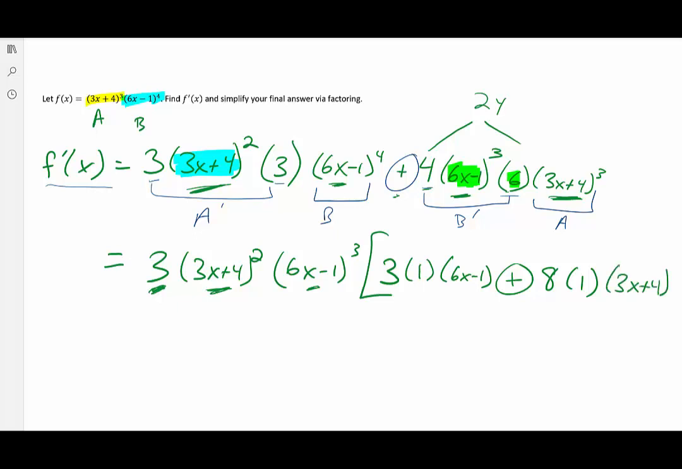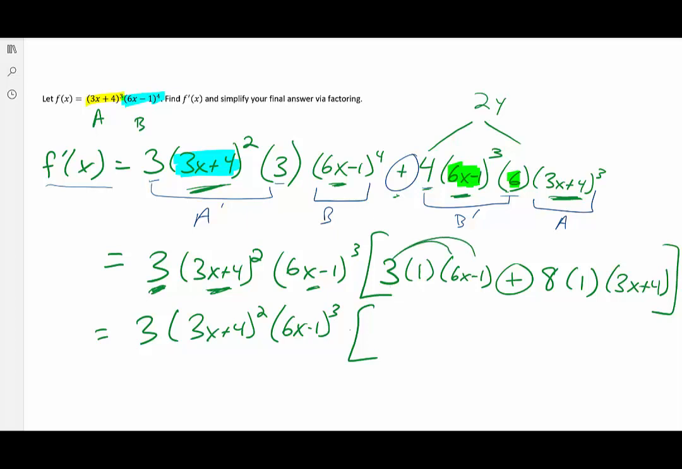Now in the remaining steps, all I'm going to do is just clean up, simplify my brackets. But the hard work is done. All right, 3 times (3x plus 4) to the second times (6x minus 1) to the third. Okay. 3 times 1 is 3, and I'm just going to take that 3 and distribute it to my parentheses in the 6x minus 1. 3 times 6x is 18x. 3 times a negative 1 is a negative 3. Plus, 8 times 1 is 8, so I'm just going to take the 8 and distribute it to that set of parentheses. 8 times 3x is a 24x. 8 times, let's see, that's a 4, so 8 times 4 is a 32.